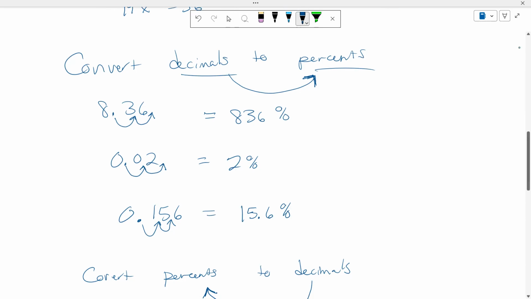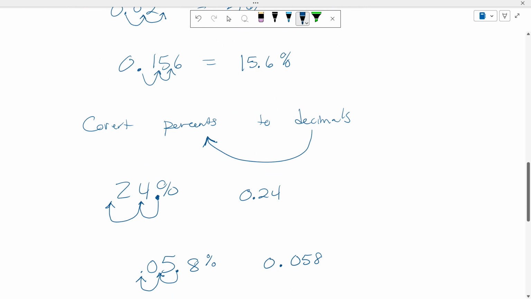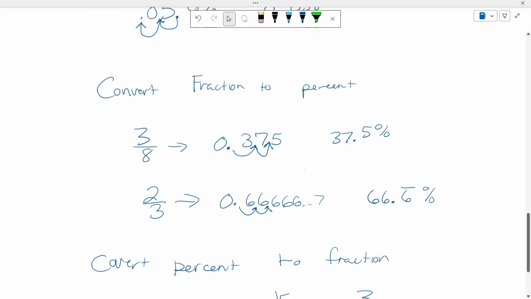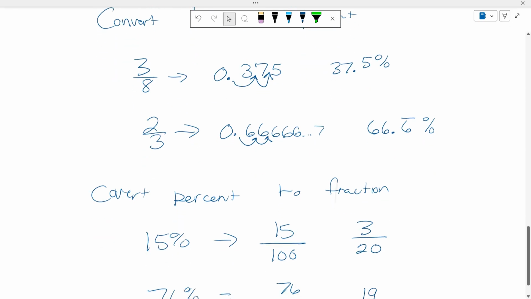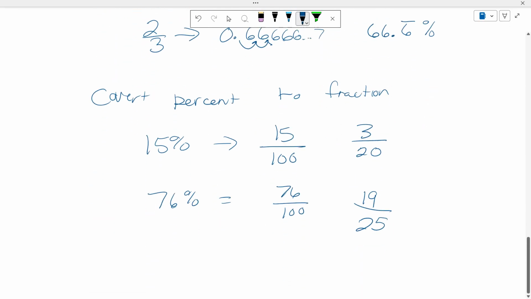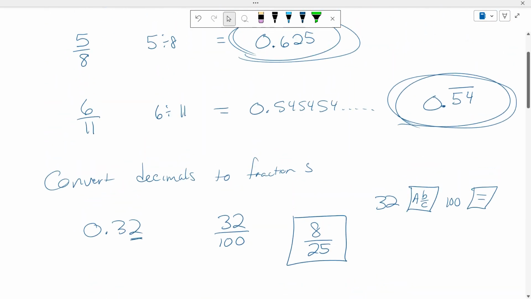We'll convert decimals to percents, so we move the decimal to the right. We're converting percents to decimals, so move the decimal to the left. Convert fractions to percent, so we'll convert them to decimals first and then move it 2 to the right. Percents to fractions, put them over 100. Okay? So that's what we have.